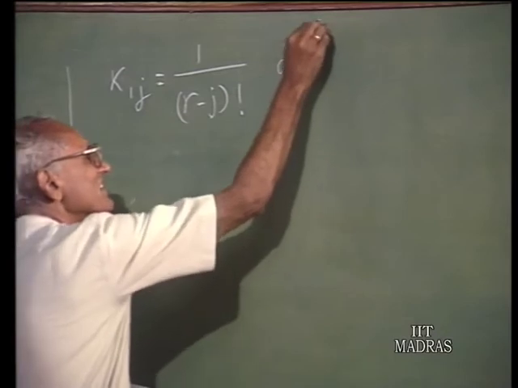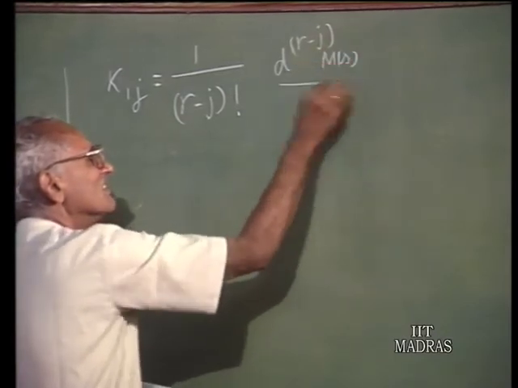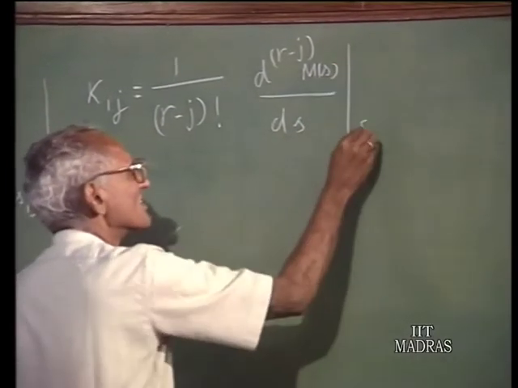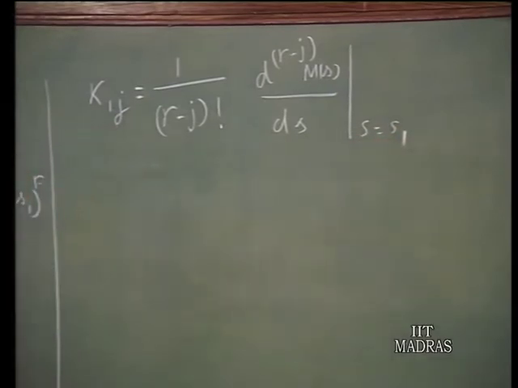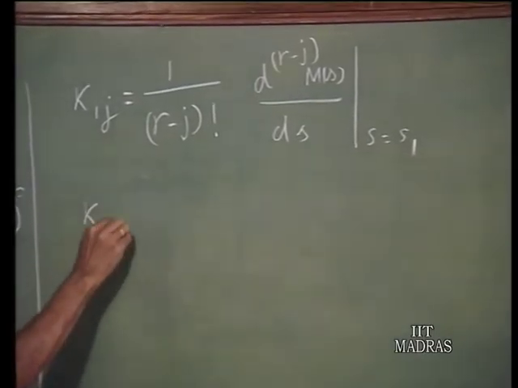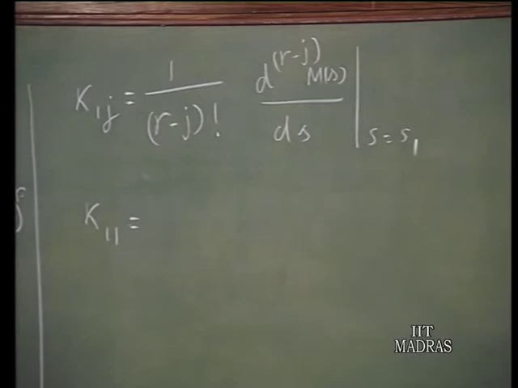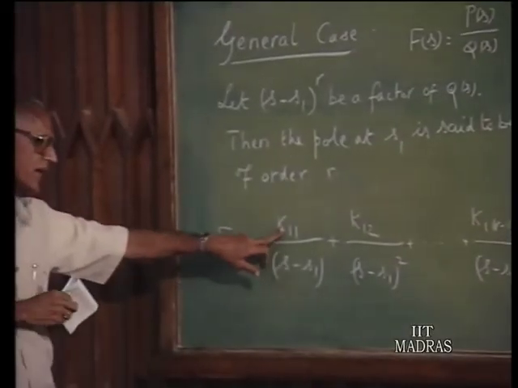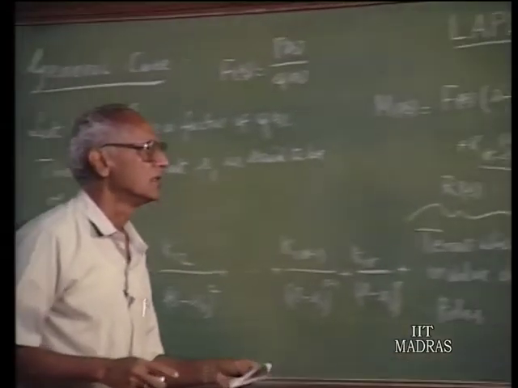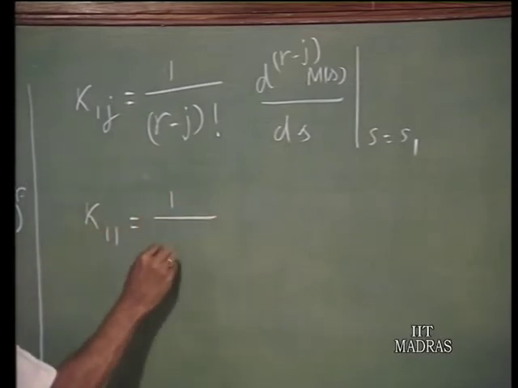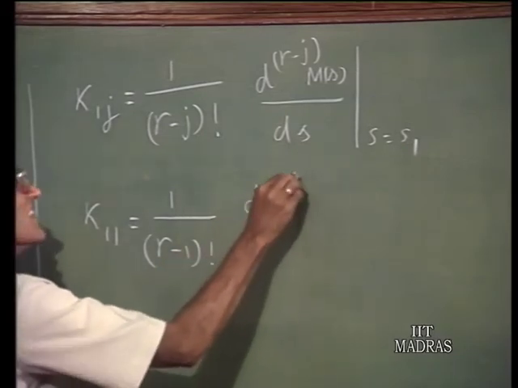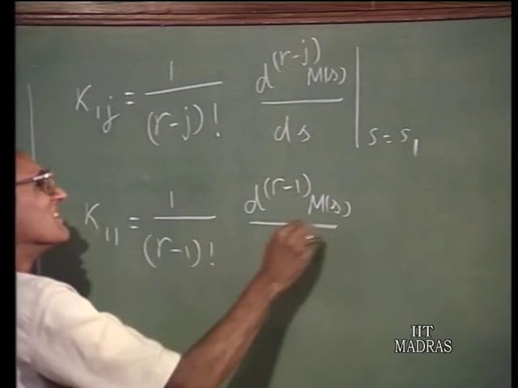The r minus jth derivative of m of s with respect to s, with the substitution s is equal to s1. And in fact, you get k11, that is the first term here, k11, and this is in fact called the residue of the multiple order pole at s equal to s1, k11, which is the hardest to find out. It is obtained by taking the r minus 1th derivative, d r minus 1 by ds.